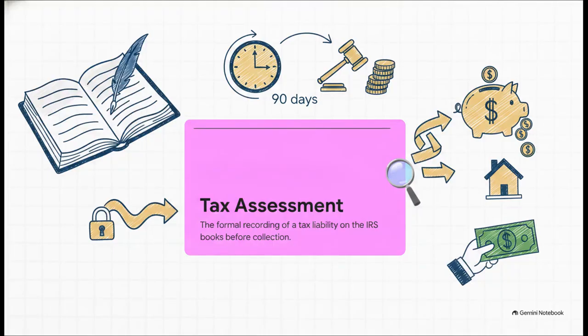It's really important to cleanly distinguish between assessment and collection. Assessment just formally records the tax liability on the IRS books. Collection is the actual administrative pursuit of that unpaid tax, like sending bills or levying assets. Assessment must precede collection. Timing is vital here. Missing a 90-day Tax Court deadline leads directly to formal assessment and collection. This completely eliminates the deficiency court option, meaning the taxpayer is now forced into the refund court route and has to come up with the cash to proceed.